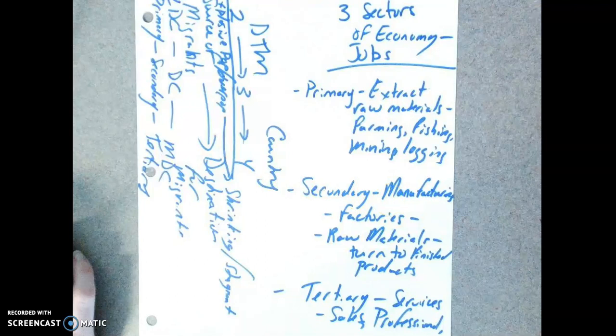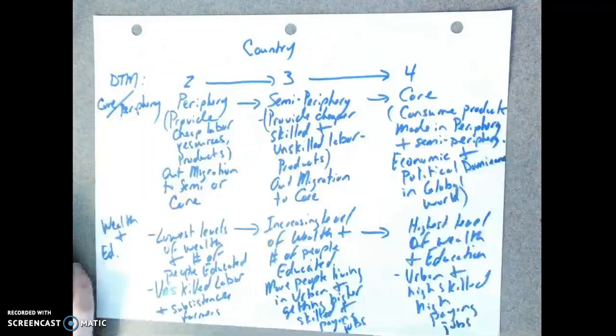Tertiary, these are all service jobs, sales and professional jobs like doctors, lawyers, teachers, bankers, salespeople, hair cutting people, stylists, makeup artists, to the person who's selling retail at 7-Eleven.